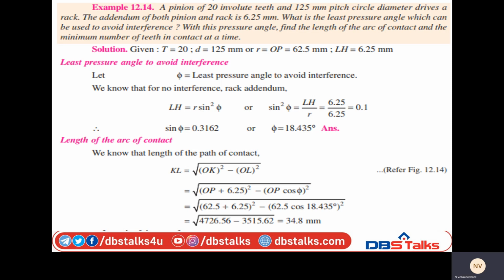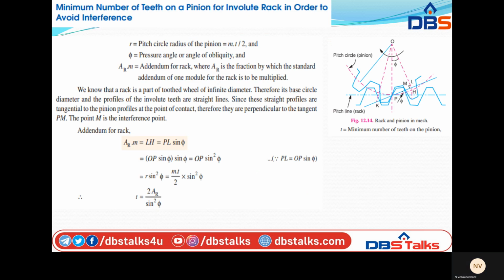So the diagram is of the rack and pinion arrangement. So OK square minus OL square is equal to OP plus what is the radius, 6.25 whole square, minus OL, which means OP cos phi whole square. Then OP means 62.5, so 62.5 plus 6.25 whole square minus 62.5 into cos of 18.435 degrees whole square. So finally, what is the length of path of contact? 35 mm. Okay.